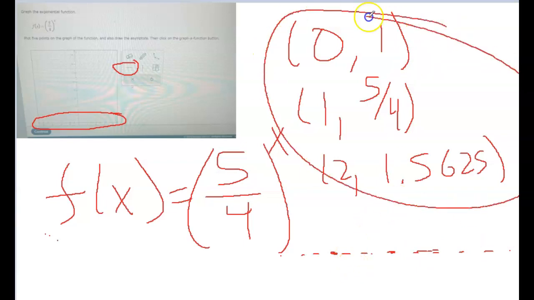And then you have these points already plotted that you did with this one. After that, I think this button is called the graph a function button. So after you've done those 2 things, plotted points and plotted the horizontal asymptote, then click on the graph a function button, and it should draw your complete graph.